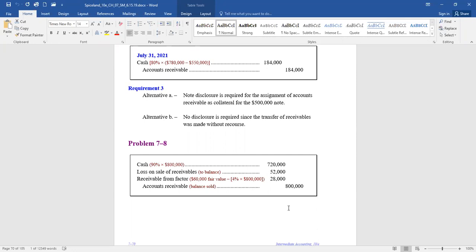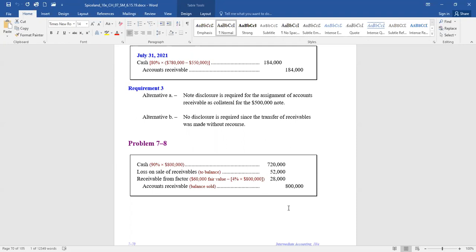Now remember what that means. It means Milpitas cannot come back at Samson if an account receivable becomes a bad account. Milpitas is the one who bears the loss. Milpitas remits 90% of the factored amount. So it takes 90% of the 800,000, 720,000, and retains the other 10%.